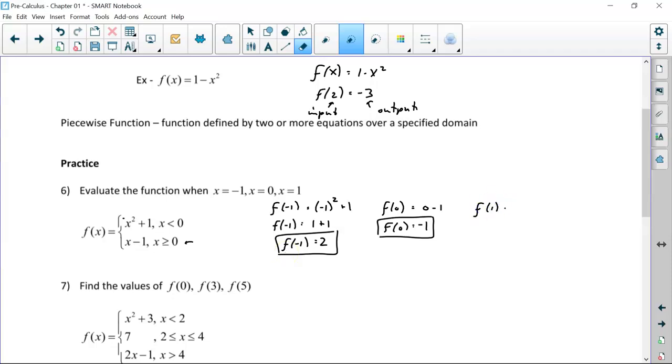And then for f of 1. So 1 is greater than 0, so we're going to use the bottom equation once again. So 1 minus 1, so f of 1 equals 0.